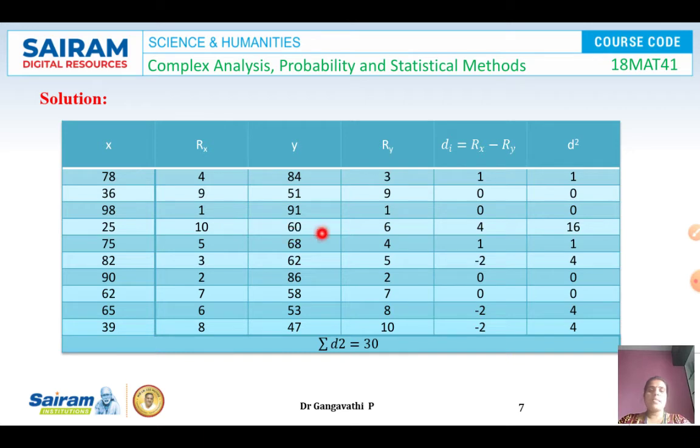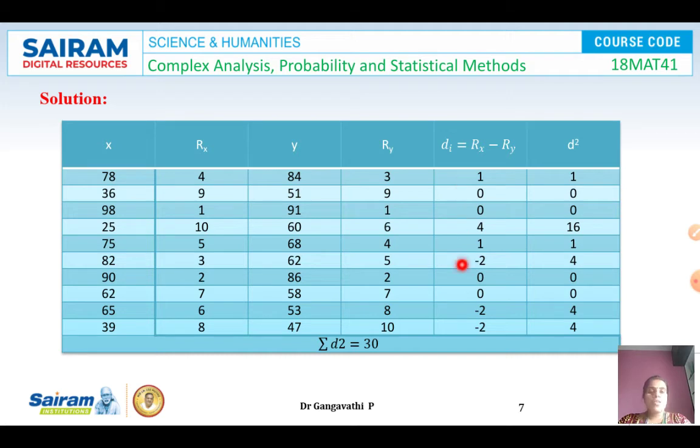10 minus 6 gives you 4. 5 minus 4 gives you 1. 3 minus 5 gives you minus 2. 2 minus 2 is 0. 7 minus 7 is 0. 6 minus 8 is minus 2. 8 minus 10 gives you 2. So these are the di values, the difference of ranks.